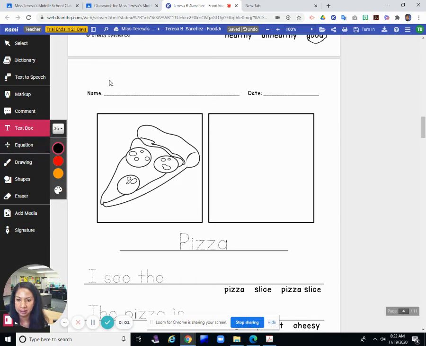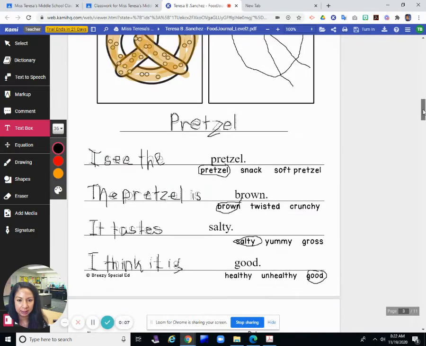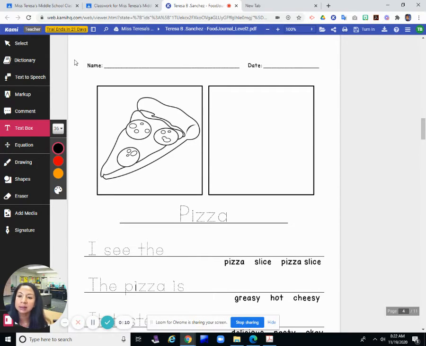Morning. I'm going to do the morning writing lesson with you today. Today we are writing in the food journal page. Today we're writing about pizza. Yesterday we wrote about pretzels. Today is about pizza. So print your name at the top of your page, like I am.